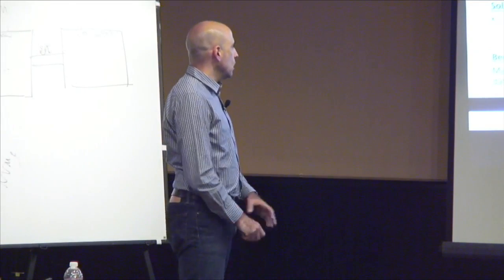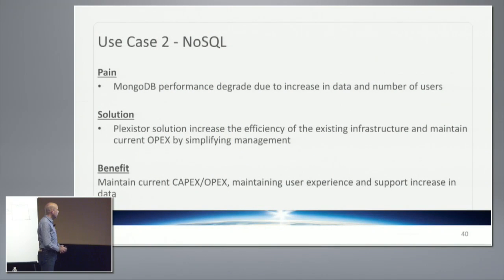Another use case, in this case, is a NoSQL database. The victim was MongoDB. Same scenario, exactly the same scenario. The amount of data slowly increases, and you need to deal with more queries per second. The way for MongoDB, again, is a sharding mechanism. The complexity of managing a sharded cluster is very high, CapEx and OpEx, actually.